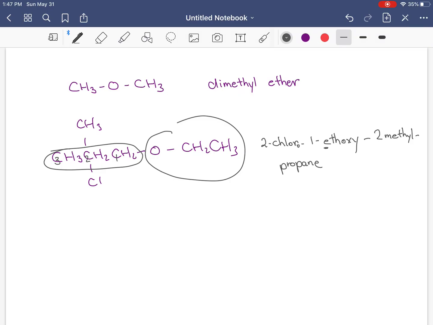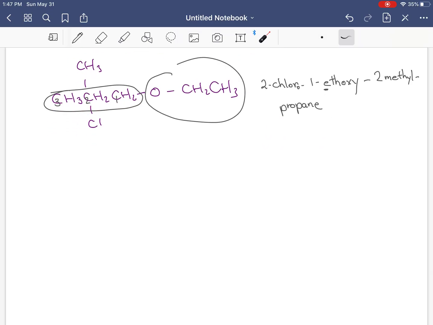Oh, there's an O here. So the 2-chloro, you're looking at this guy. 1-ethoxy, you're looking at this whole thing. 2-methyl, right here, of course, propane is based on the 3-carbon chain molecule. All right, let's do another one. And I'm going to ditch these H's. All right, let's move on to something big.